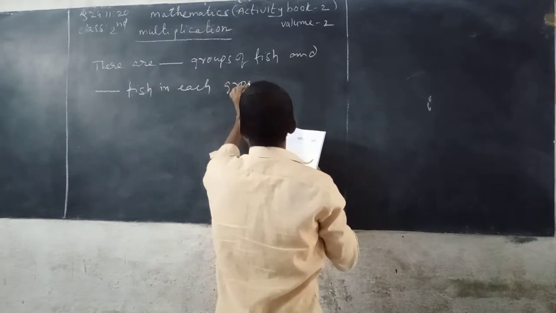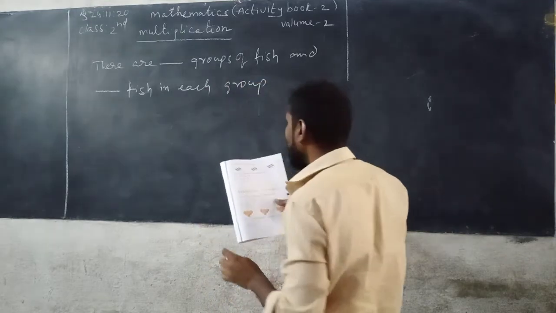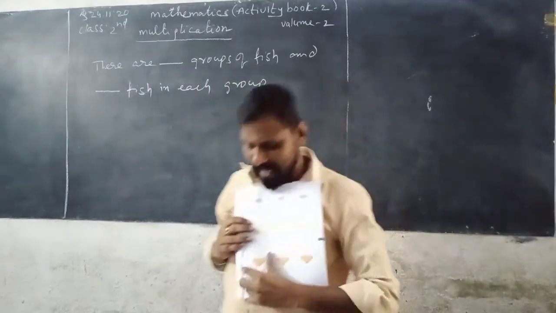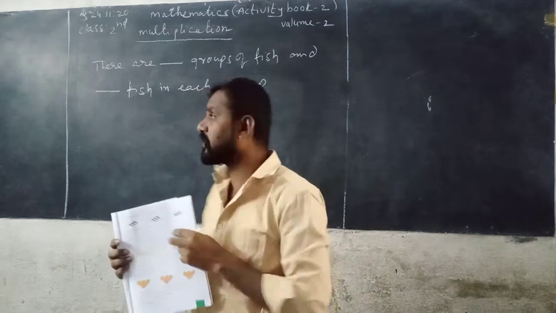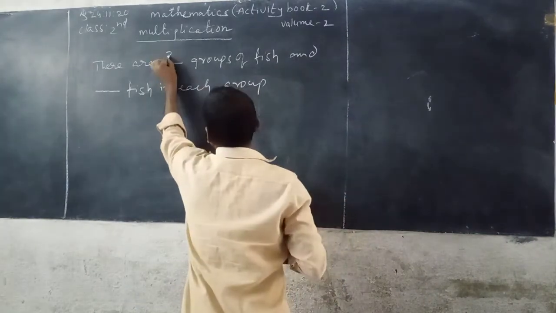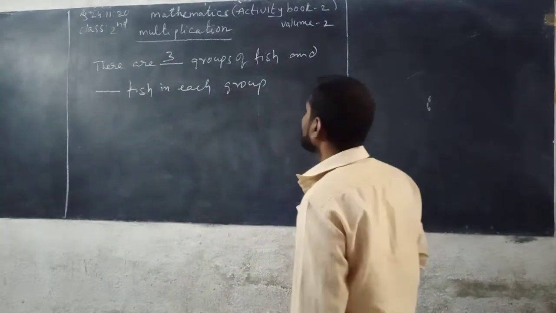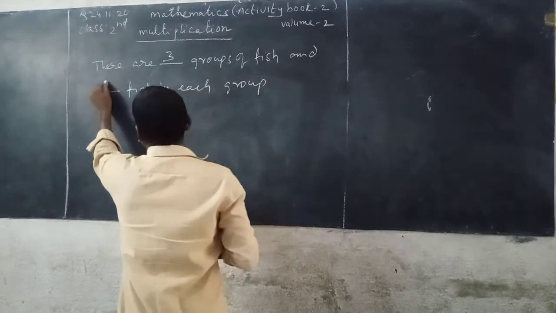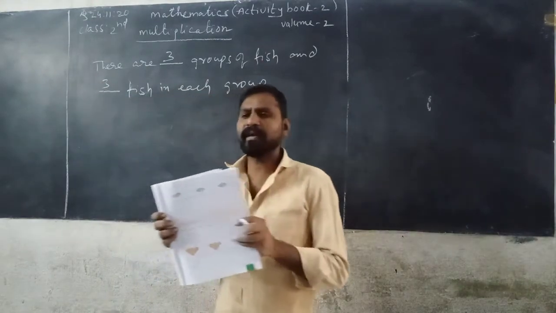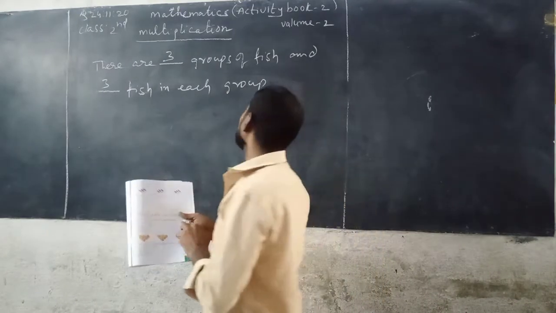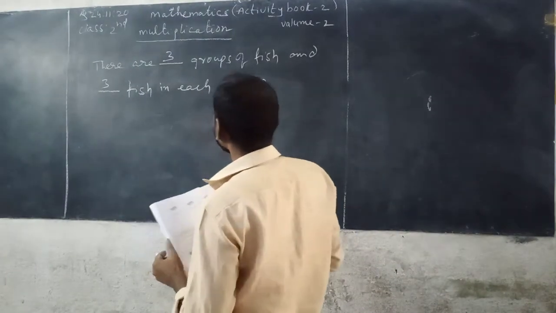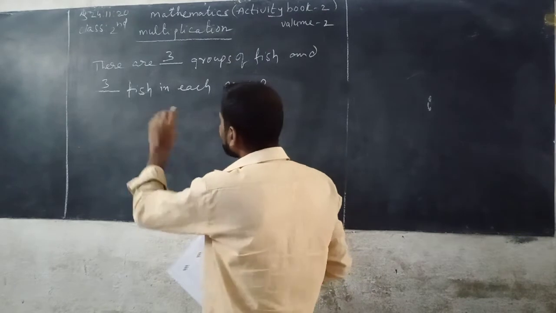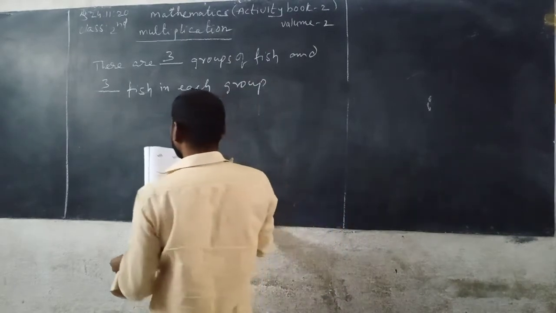Listen carefully, beta. See here, there are dash groups. How many groups are there? 3 groups. 1, 2, 3. Then you can write here 3. So there are 3 groups of fish and 3 fish in each group. How many fish in each group, beta? 3 fish. So 3 fish in each group. Then you can write 3 is repeated. How many times, beta? 3 times.